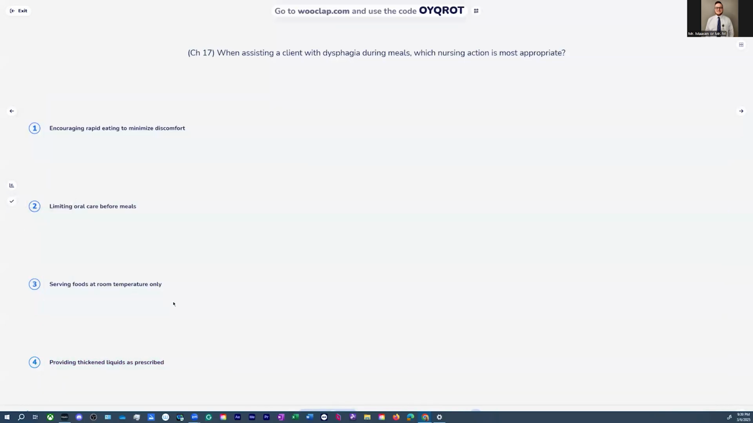Serving food at room temperature does not change anything about dysphagia. Eating too fast, with dysphagia, you need to be slow and precise with eating. So eating rapidly, not a good idea. And limiting oral care before meals is not going to really help anything. If anything, the better their teeth and their mouth are, the better off they'll be with chewing and swallowing. So the correct answer is number 4.